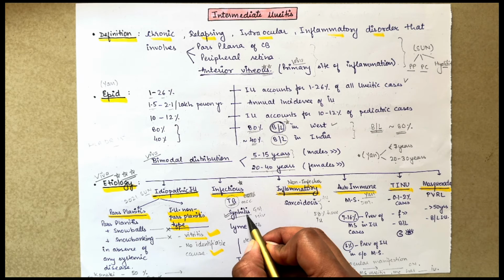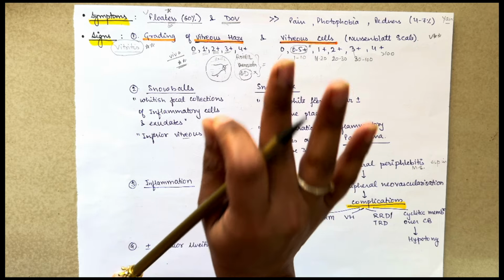Now how will you remember? You remember the RNFL, vessels and optic disc. When everything is clear, it is 0. When the RNFL is a little hazy, it is 1. When everything is a little hazy, it is 2 plus. When only vessels are hazy, it is 3 plus. And when the optic disc is also not seen, it is 4 plus. Easy? You remember it like this.